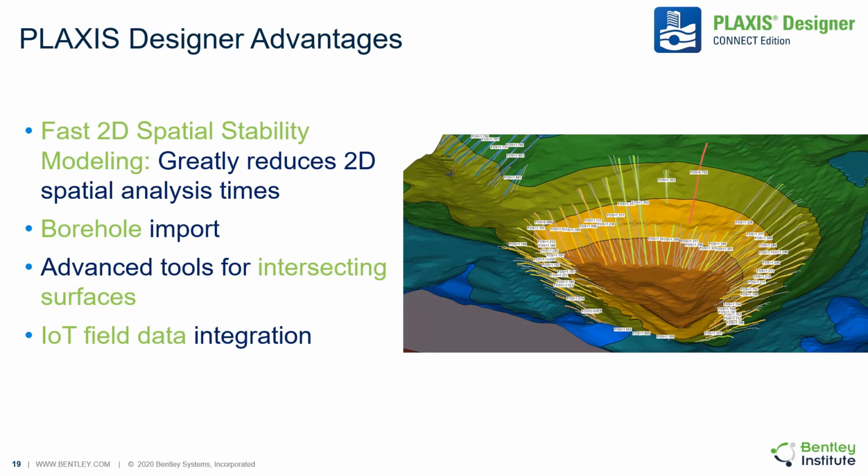It allows really fast 2D spatial analysis modeling. So the PLAXIS Designer is good even if you're doing a two-dimensional analysis, and that you can build your site in 3D and then you can slice it at many different places to do a full two-dimensional limit equilibrium analysis. You can integrate boreholes into your 3D design. It's got advanced tools for intersecting surfaces, and you can pull in Internet of Things field data to further complement your analysis, such as piezometric data.